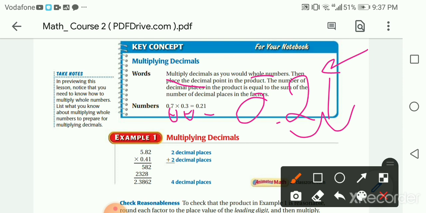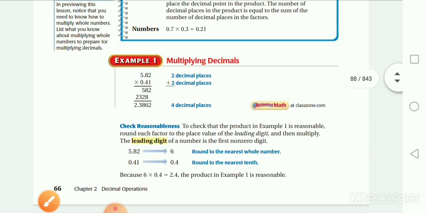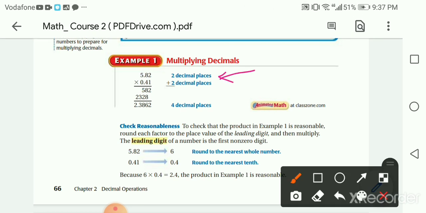Let's see when I multiply here. I have 5.82 times 0.41. The first one, how many decimal places do I have? It's written here, 2 decimal places, as you see. And in the second number, 0.41, I also have 2 decimal places. So I multiply 0.41 times 5.82, and after multiplying, how many decimal places? 2 and 2 gives me 4 decimal places.